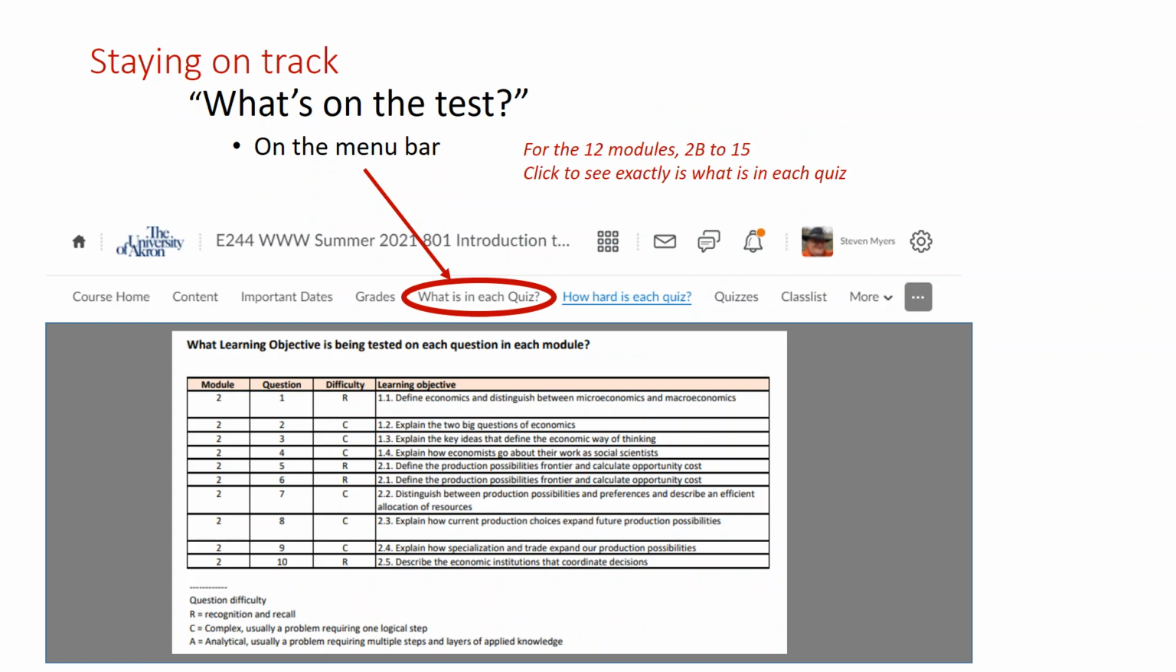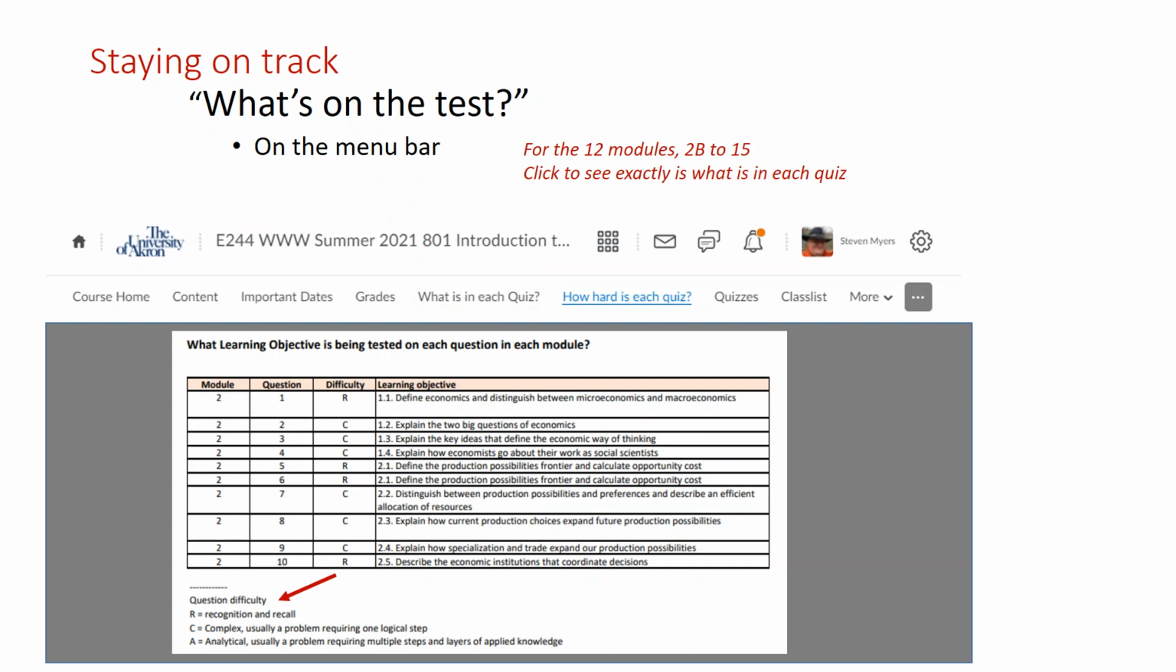On each quiz, I'm limited to 10 learning objectives. They're always going to be the same. So you have 3 attempts at Module 2. Question number 1 is always going to be on learning objective defining economics, right? And the difficulty is an R. That difficulty is recognition and recall.